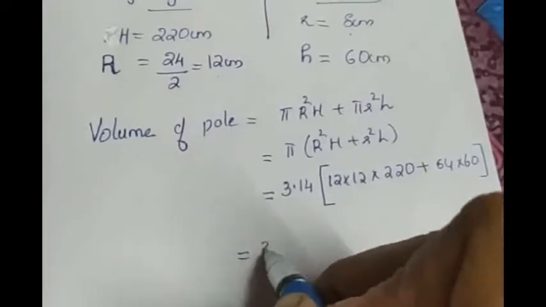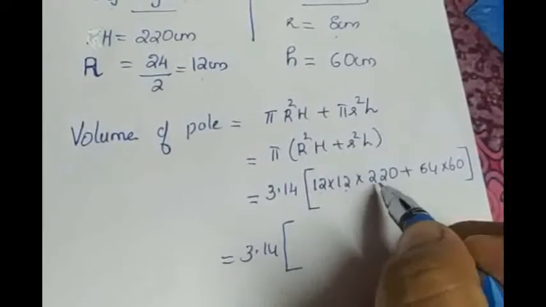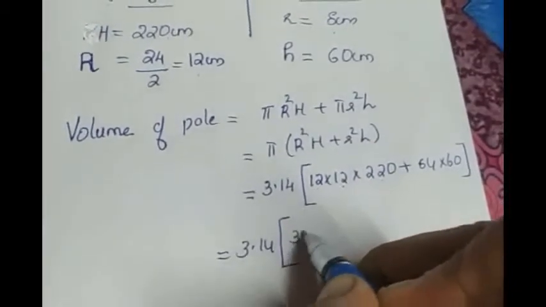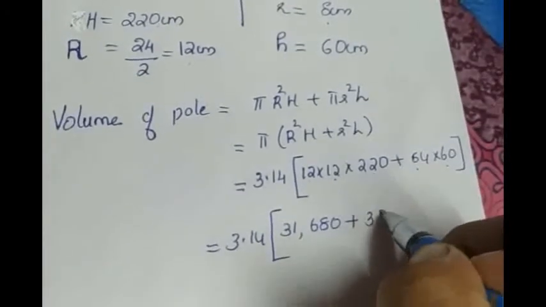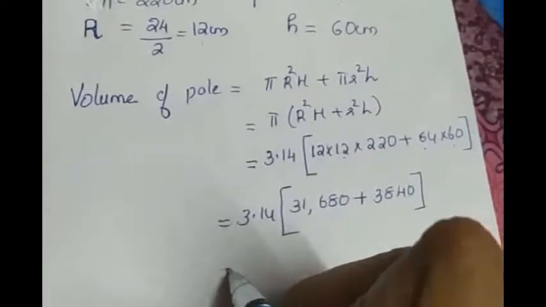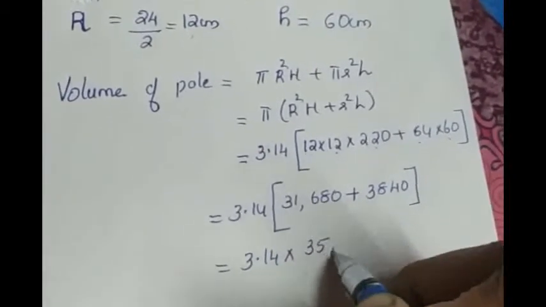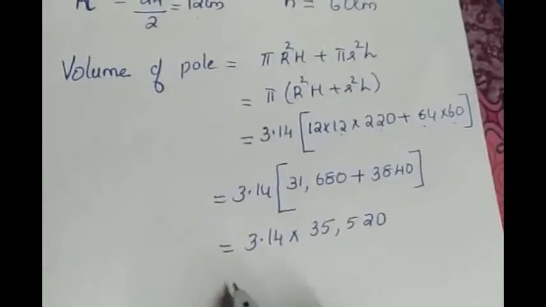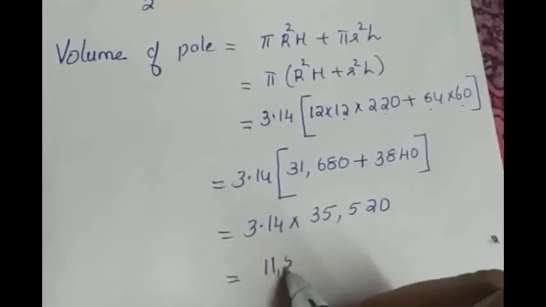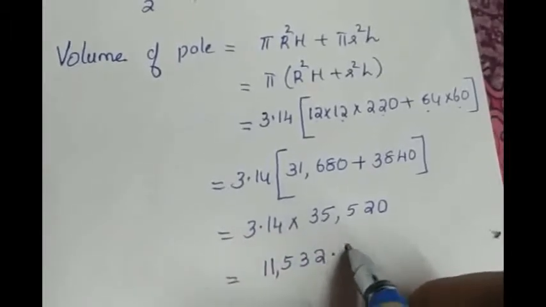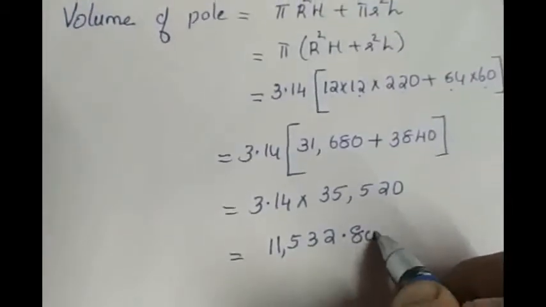So this will be equal to 3.14 into 12 into 12 gives you 144. 144 into 220 gives you 31,680 plus 64 into 60 gives you 3,840. So sum it up. So 3.14 into sum of these two values is 35,520. Okay. And the product of 3.14 and 35,520 is 11,532.8. Since it is the volume and the radius, height, etc. are given in centimeter, its unit will be centimeter cube.